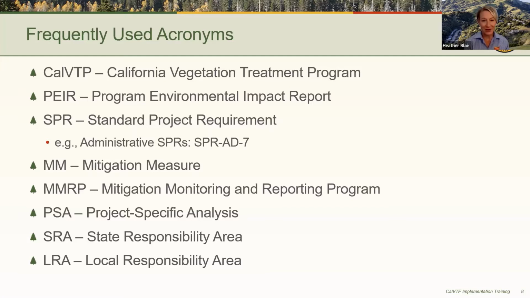There's a set of SPRs that apply broadly and are not associated directly with any environmental resource area. These in particular are called administrative SPRs, and their shorthand is AD. So for example, there's SPR AD1, and we'll be talking a lot about SPR AD7. Next slide, please.